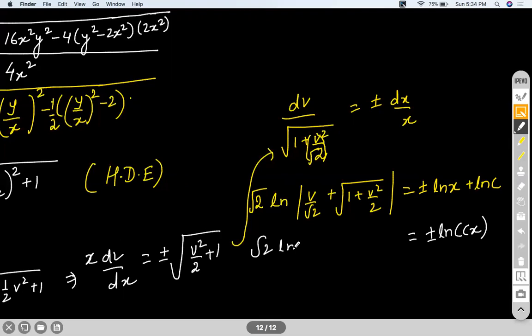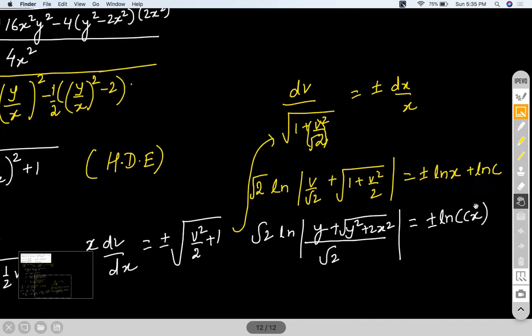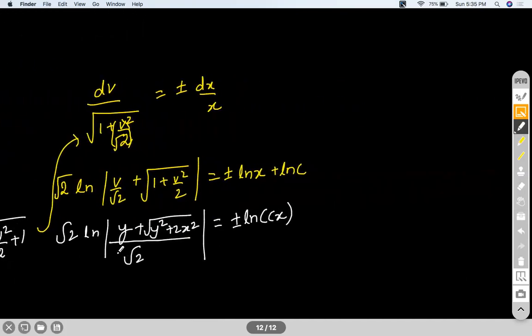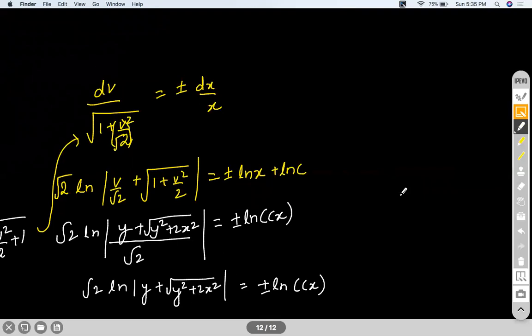In fact, you can put your v back as y by x over here. So you'll have root 2 ln of y plus under root y square plus 2x square. Let's simplify this even further. And root 2 ln root 2, if you take on the other side, it could be absorbed under c only. So you don't have to explicitly show that term ln root 2, because you can observe that under the ln c term.